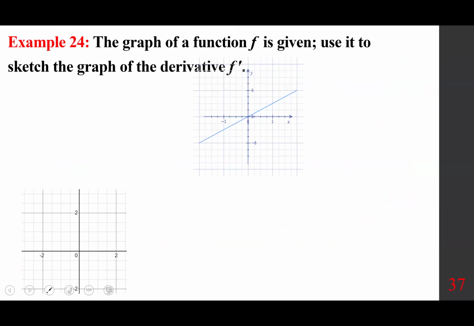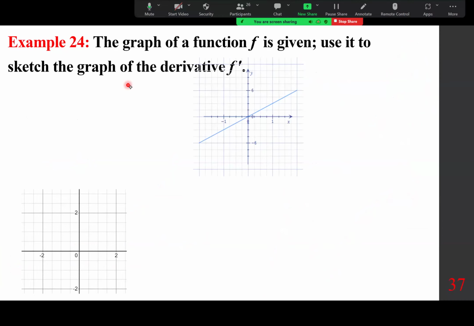The graph of a function is given, use it to sketch the graph of the derivative f prime. If the given is a line, easy, calculate the slope. Whatever the slope is, draw a horizontal line with that equation. The slope is 7, y equals 7. The slope is -2, y equals -2.